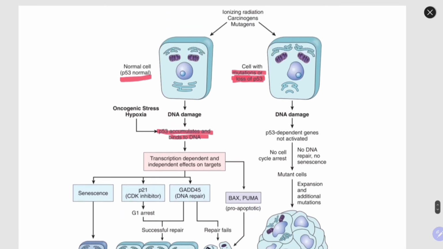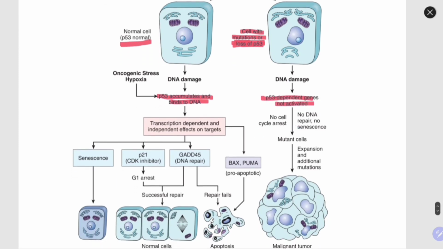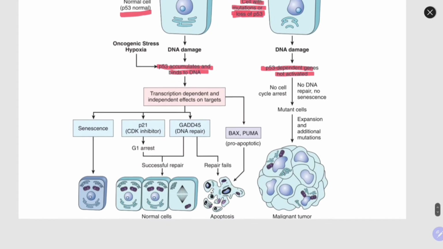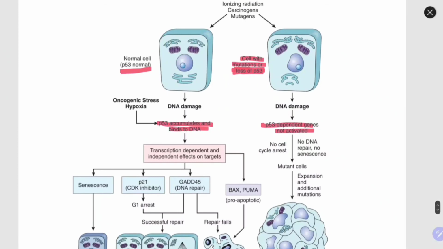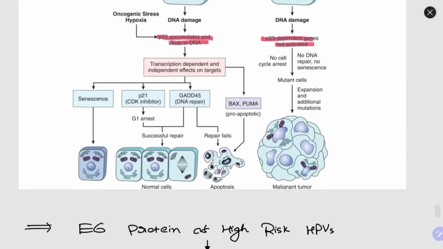Now guys, let's see what happens if there is mutation or loss of P53. So there will be DNA damage, but there is no P53 dependent gene activation, so no cell cycle arrest, no DNA repair, and no senescence. So these mutant cells will continue growing, continue replicating, and it will form a malignant tumor. Yes guys, that is how P53 is important in regulating our cell cycle and preventing neoplasm.